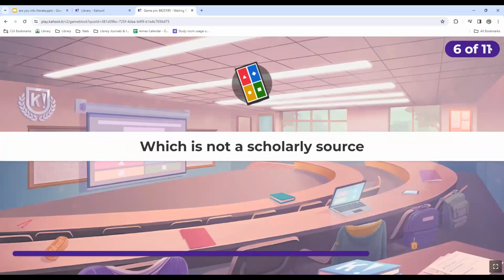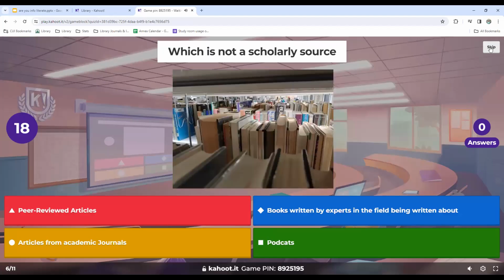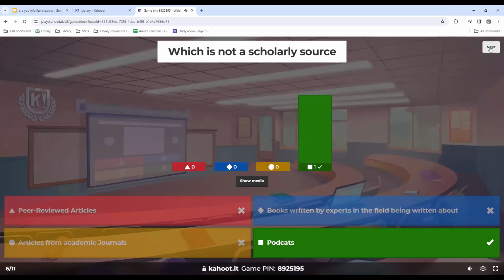So, which is not a scholarly source? Is it peer reviewed articles, books written by experts in the field being written about, articles from academic journals, or podcasts? That is correct. While podcasts can be scholarly content, they are not officially considered a scholarly source, just because there's not usually that kind of peer review process of being checked and published. It's easy to self publish a podcast, or at least easier than publishing an article or book.